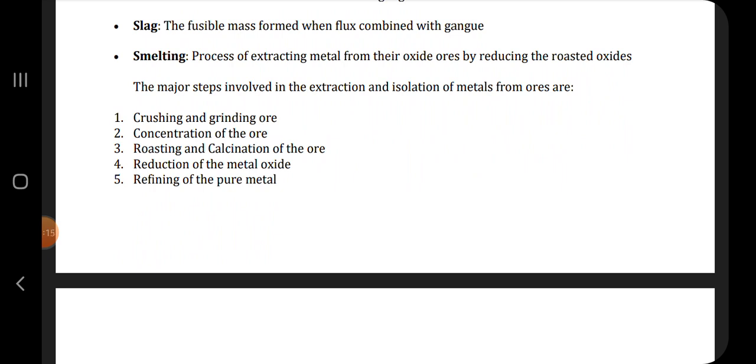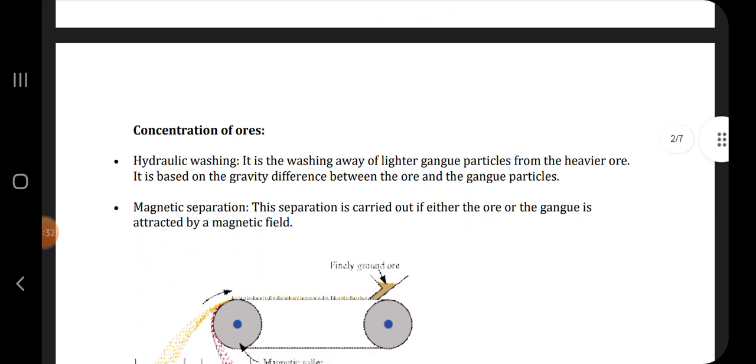And the major steps involved in the extraction and isolation of metals from their ores are: first, crushing and grinding of the ore; second, concentration of the ore; third, roasting and calcination of the ore; fourth, reduction of the metal oxide; fifth, refining of the pure metal.